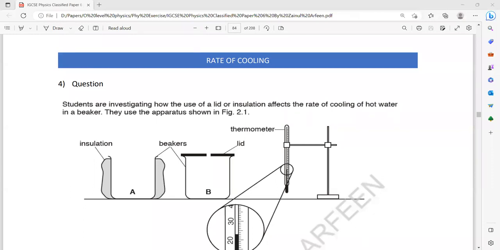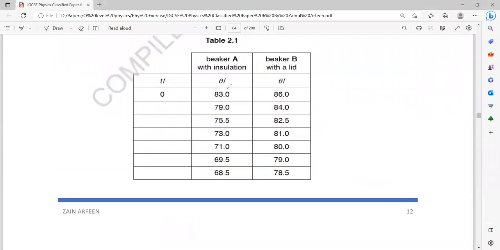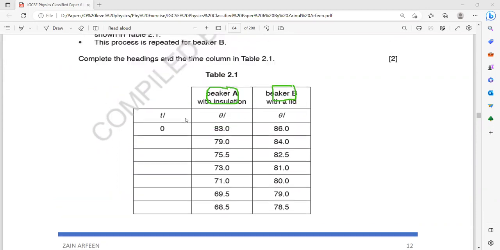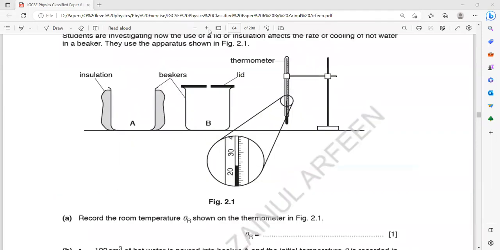Yeah, or we can also look: if you check the temperature, the beaker with insulation was at 83 and the beaker with a lid was 86. So they don't have the same initial temperatures. So we should repeat the experiment with the same initial temperature, and there should be one more experiment, another beaker without insulation and without lid.